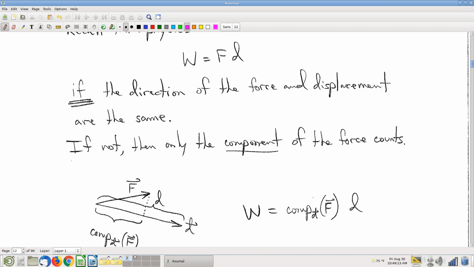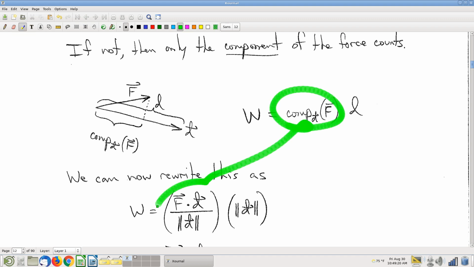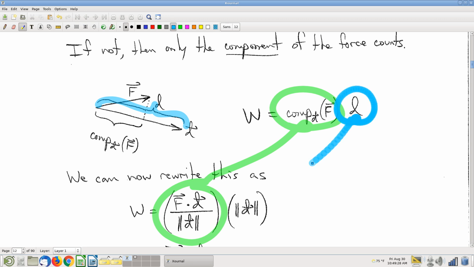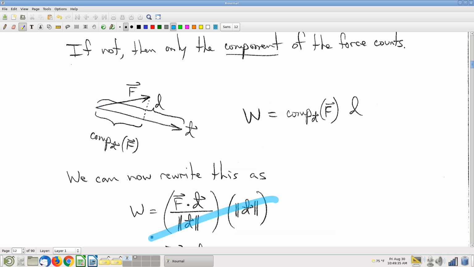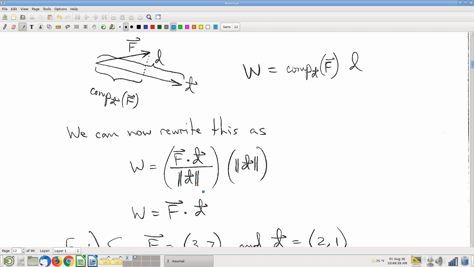So that being said, now recall that we have a formula for components. There's our formula for components. The distance that I'm traveling, right? How far am I going? Well, that distance is the magnitude of the displacement vector. Those cancel. And we get this really, really nice formula that work is dot product.